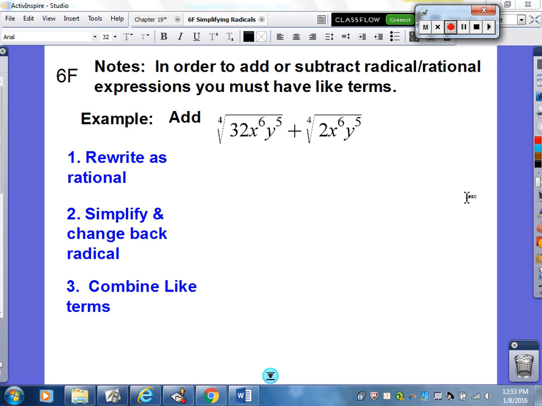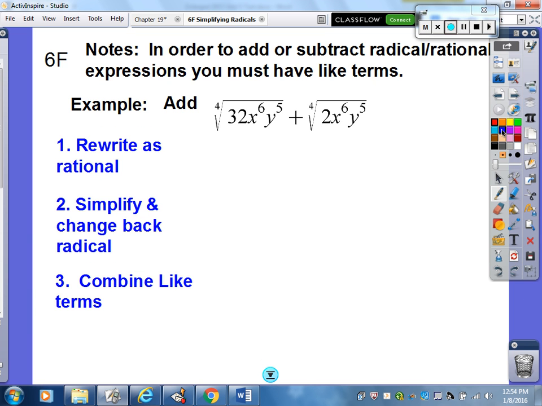Okay, so what I suggest you do are the following steps. Write them down as we go through this process. First of all, rewrite as rational exponents. When I look at this, I see 32 and I think, what can I break down 32 into? Well, the lowest base is going to be 2 to the 5th power.